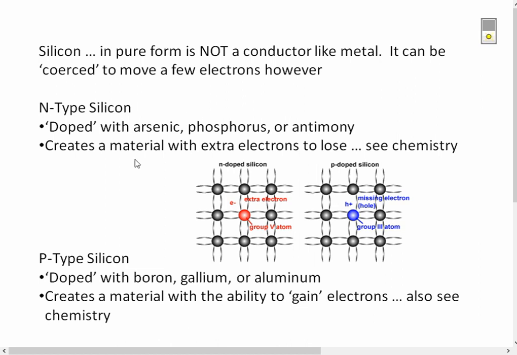On the other hand, we have what we call p-type silicon. P-type silicon is silicon that's doped, or in other words, we have some of these impurity atoms put inside of the silicon, but it's something that's doped with boron, gallium, or aluminum. So p-type silicon is a material that has the ability to gain electrons.